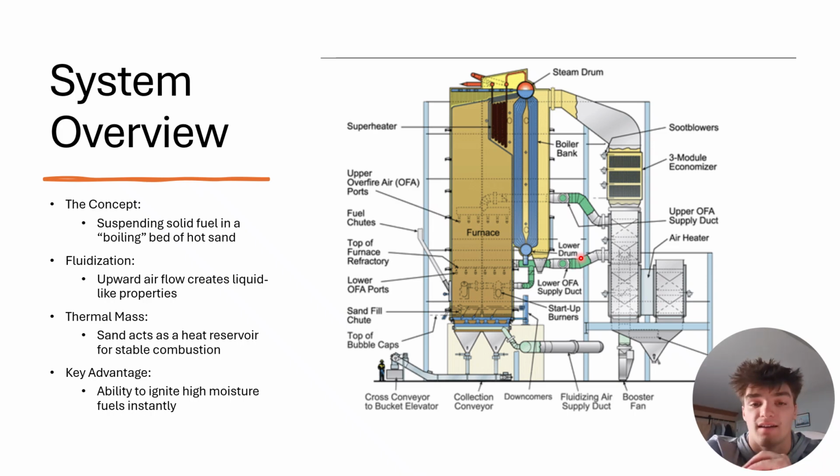Once the flue gas has left the furnace, it passes through the superheater, which is located right here, and the boiler banks. This is where water is converted to high pressure steam, which is in the steam drum, which is right here. And to maximize every BTU, the gas then flows through a 3-module economizer right here, which is used to preheat the feed water, and an air heater to warm up the incoming combustion air. By the time the gas leaves the system, we've extracted the maximum possible energy to ensure high plant efficiency.